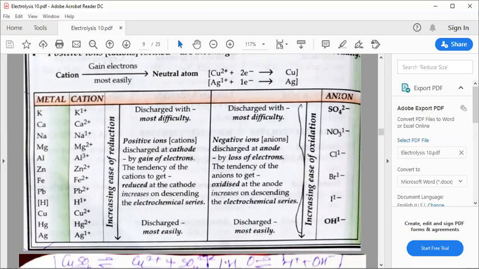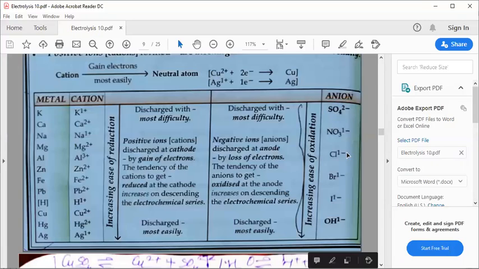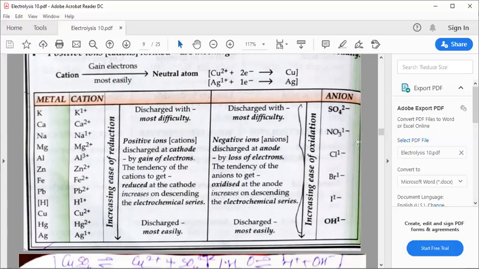So you need to remember this series. The most difficult one is sulfate. So if they ask you कि sulfate या nitrate anion, which will get discharged most easily, you will say nitrate anion because it is lower. तो सल्फेट और OH माइनस के बीच में क्या बोलोगे? OH. What about chlorine, bromine, iodine? They are a little more difficult than OH minus. OH minus can just give away one electron very easily. ठीक है, समझ में आया ये आपको?